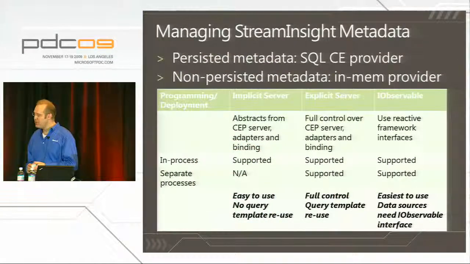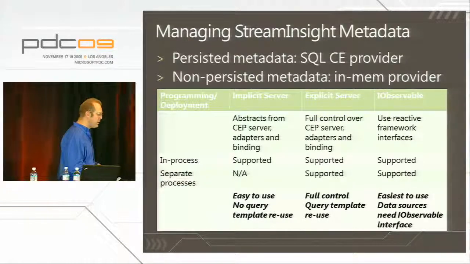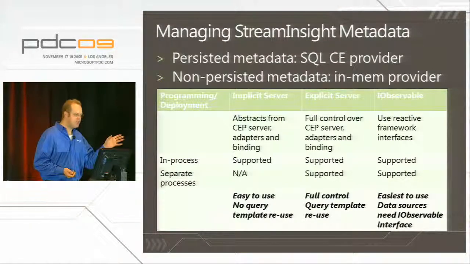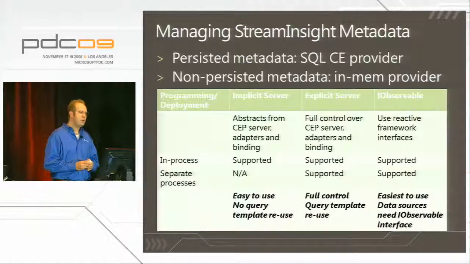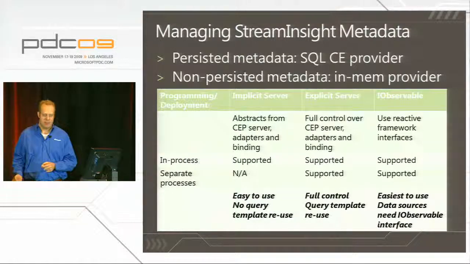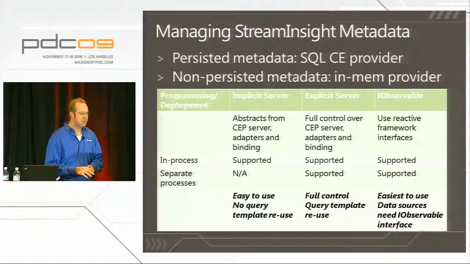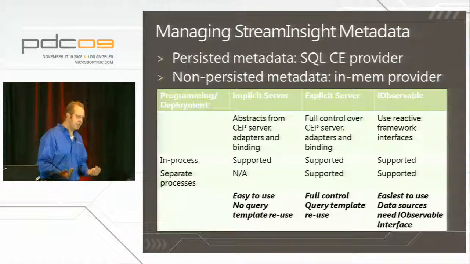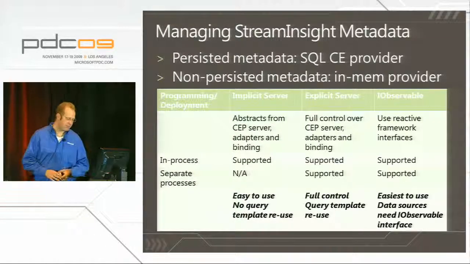So let me take a quick look at the different programming models that we have put in place. We distinguish between what we call an implicit server, an explicit server, and the IObservable model. If you download our public beta, we just did a refresh for it a couple of days ago together with the Microsoft SQL Server November CTP, you'll find these three different development models in our samples. And they just provide different levels of abstraction, different levels of control.